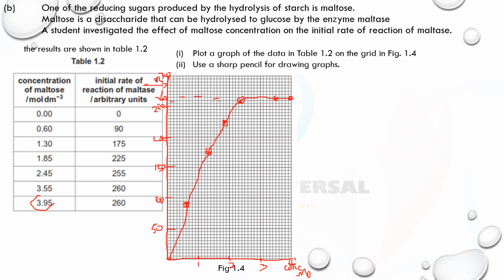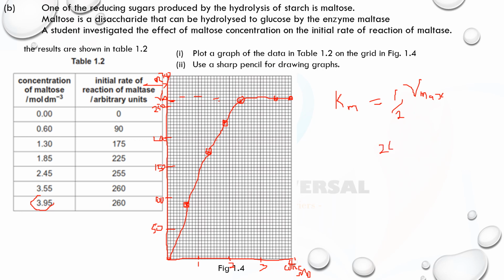Yeah, 260. Okay. So 260 divided by... because you know that Km, in case you're asked to find Km, how do you calculate Km? Km is half Vmax, right? So that is the substrate concentration at half Vmax. Half Vmax is half of the enzyme active sites occupied.